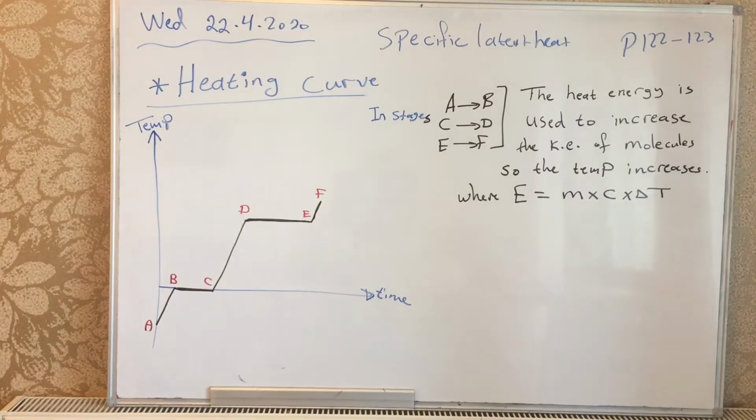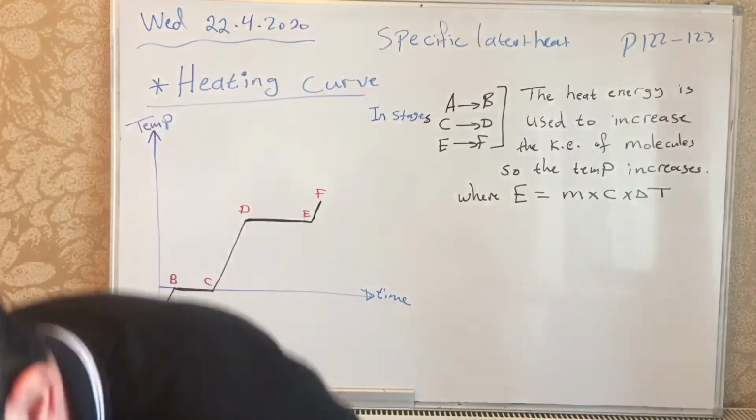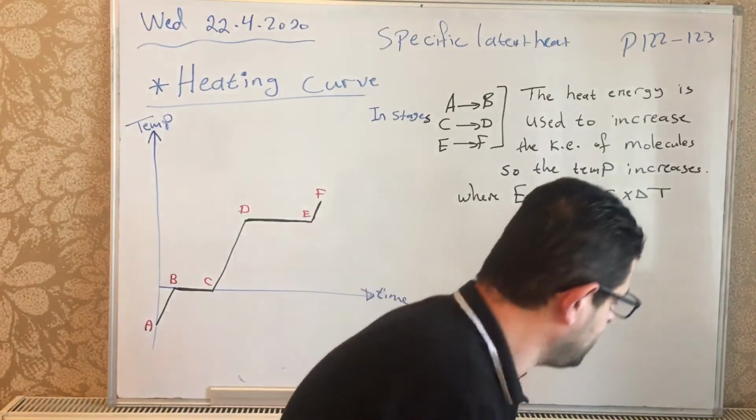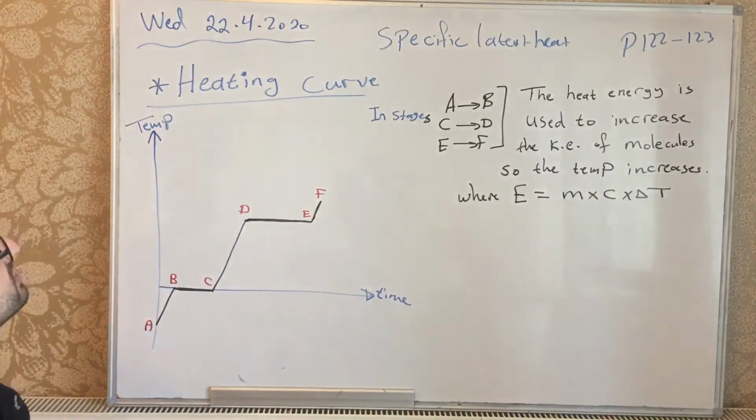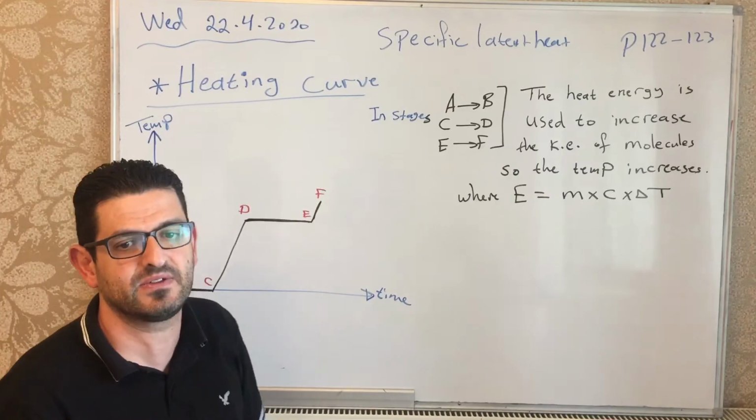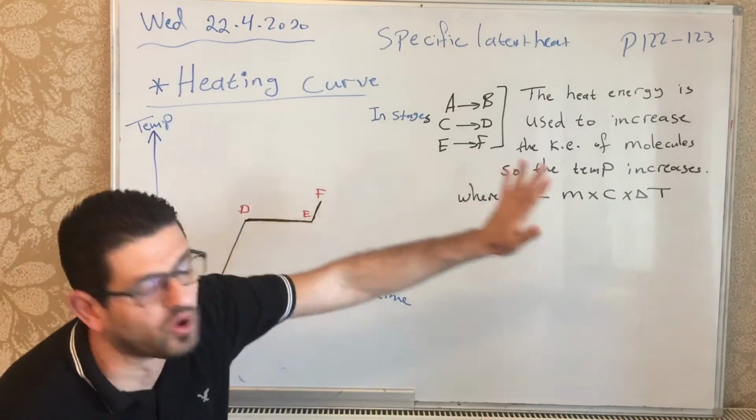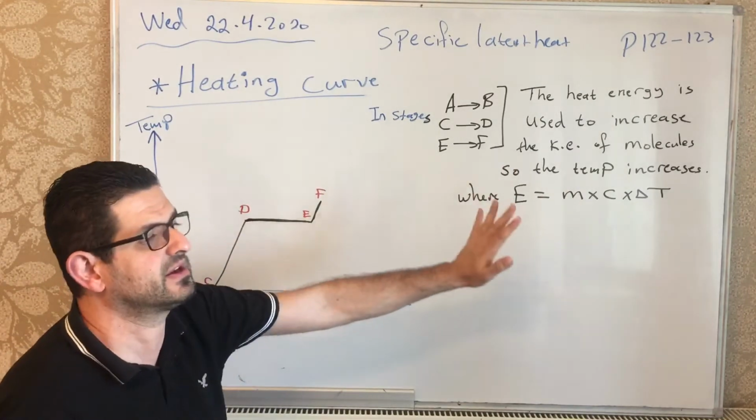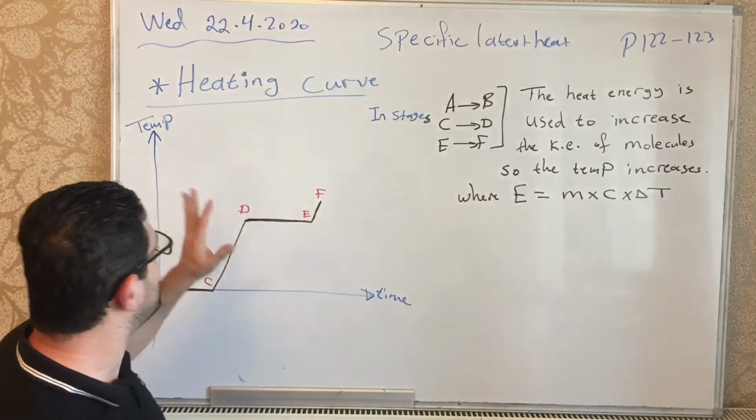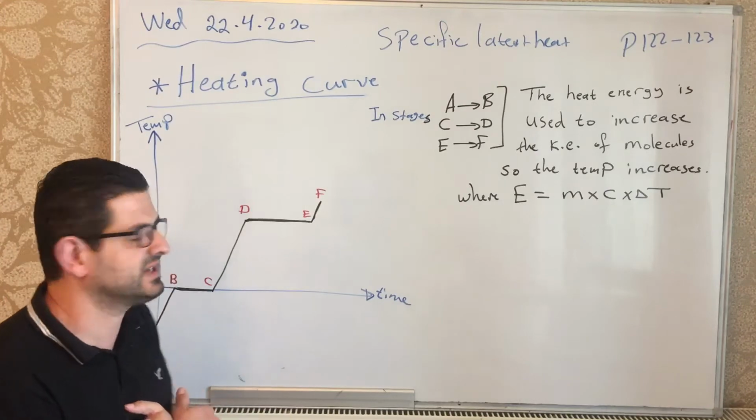Okay, now this is a continuation of our lesson yesterday. Today is Wednesday 22, and we're talking about specific latent heat. We stopped at the heating curve. I wrote all of this, so you don't need to write anything here. It's already written. But now, let's revise what we did yesterday.